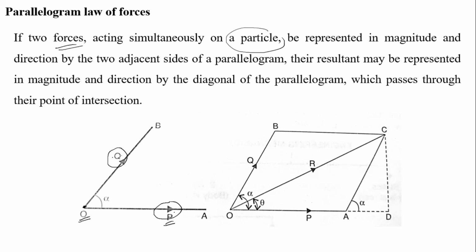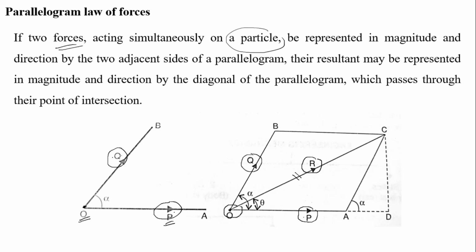So the resultant may be represented in magnitude and direction denoted by R, right? It is the diagonal of this parallelogram. Here force P, the first force, and this is Q. So this is one side of the parallelogram and this is another side. Then the resultant, which is the diagonal of the parallelogram, passes through the point of intersection, right?